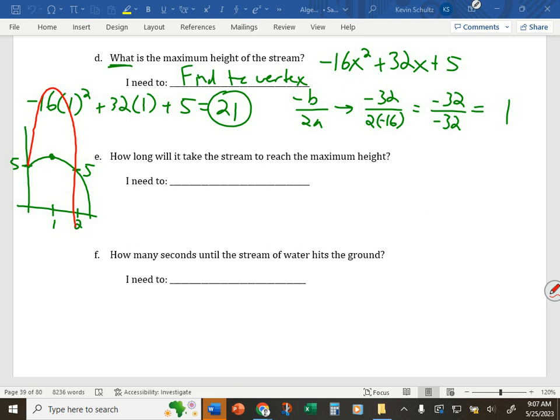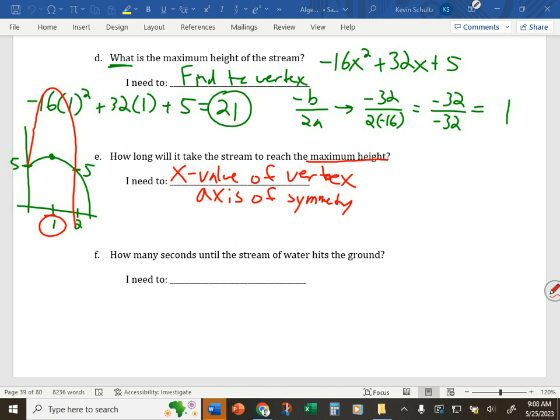Right? Now, letter E. How long will it take the stream to reach the maximum height? What are we looking for here? The x value of the vertex, or the axis of symmetry. We know that we're still dealing with the vertex here because it does say maximum height. But the difference is instead of what is the maximum height, it's how long will it take to get there. We already kind of answered that. It's going to be 1, because that's the x value of the vertex.